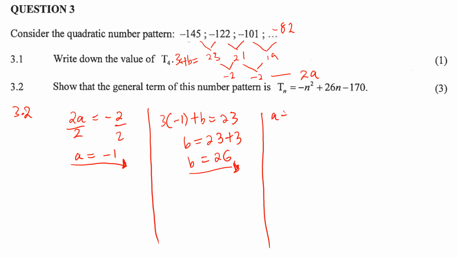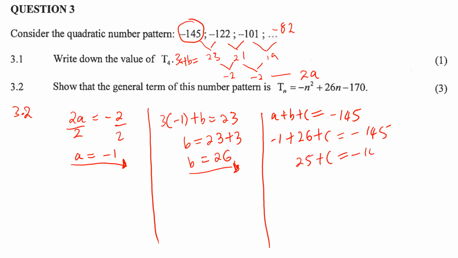How can we solve for c? We know that a plus b plus c is equal to term number 1, and term number 1 is minus 145. What is our a? Minus 1. What is our b? 26. So minus 1 plus 26 plus c is equal to minus 145. Then this will be 25 plus c equal to minus 145. When we transpose 25 to minus 25, c is going to be equal to minus 170.